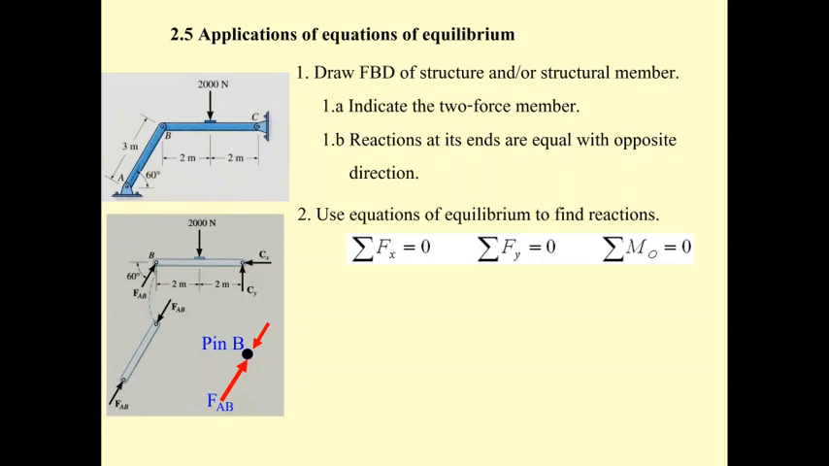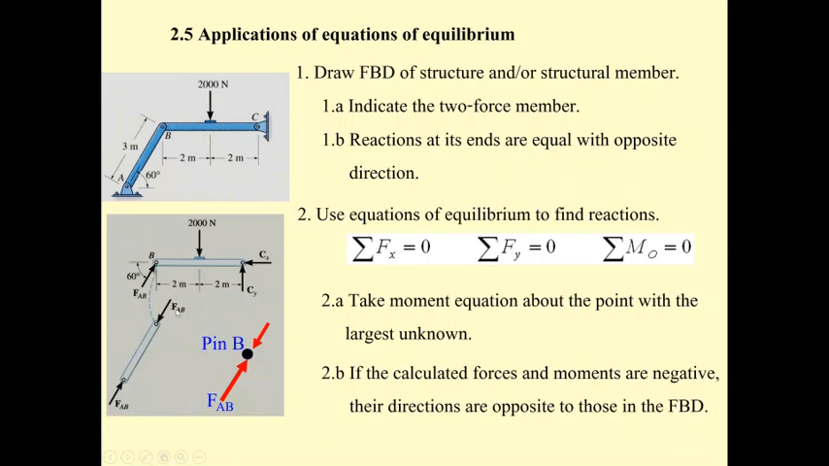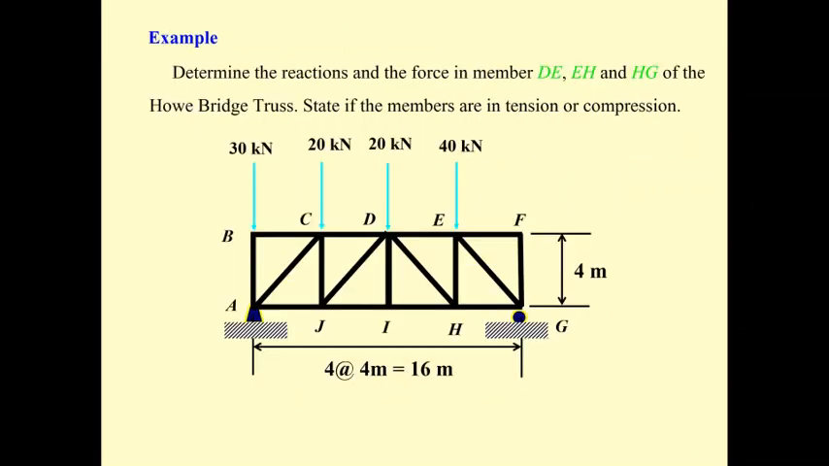There are 3 equations of equilibrium to find the reactions on member BC. Which one are we going to use first? Actually, we always use summation of moments. This time, we take the moment at C, so C_x and C_y will be eliminated from the equation, and then we can find F_AB easily. After we find F_AB, finally, we use summation of F_x equals 0 and summation of F_y equals 0 to determine the 2 more unknowns.